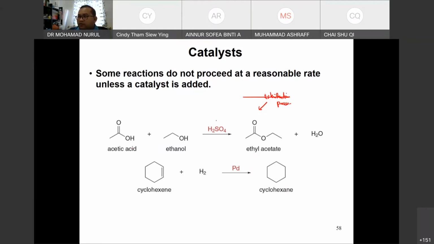If we don't put in acidic media, sulfuric acid as the catalyst, probably the reaction is quite slow and it will take a long time. For example, this one is a hydrogenation process. We need cyclohexene and also hydrogen, but they need a palladium catalyst to do that. Otherwise the reaction will not happen. This is my favorite reaction during my PhD.